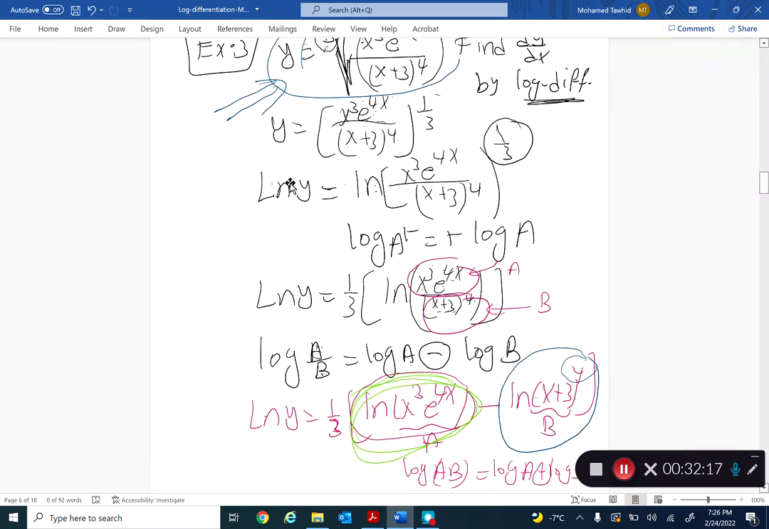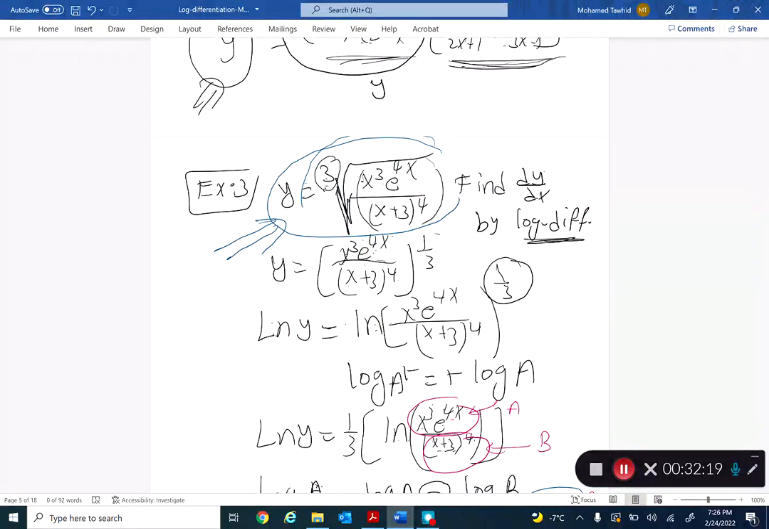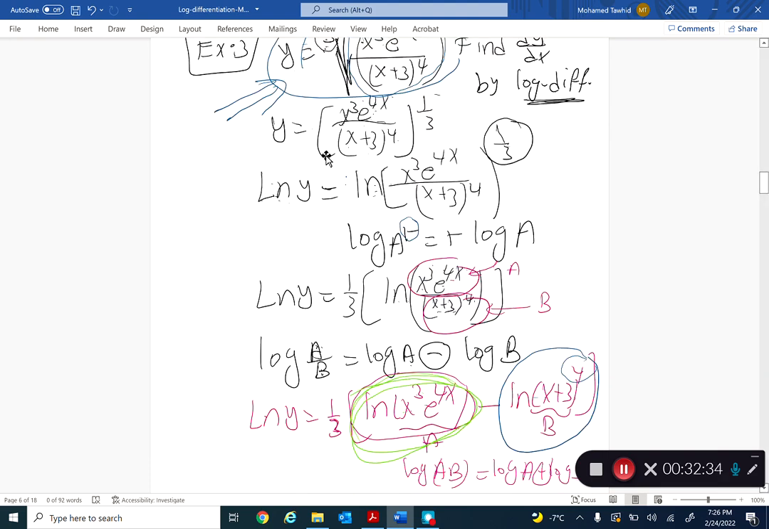The whole third root here: third root means take whatever you have under the radical to the power 1/3, right? So when I take log of both sides, 1/3 is my r. If you have r here, I can put 1/3 in front. Then I use the law of log. If you have a fraction a over b, then it will be log a minus log b. Whatever you have up is your a, whatever you have down is your b. So I took log of whatever I have up minus log of whatever I have down.